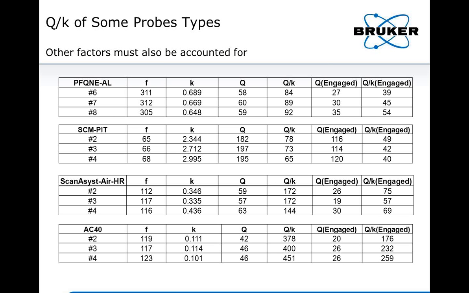As a point of reference, in all cases, the same probe under ultra-high vacuum would have approximately 100 times higher Q and thus much better sensitivity.